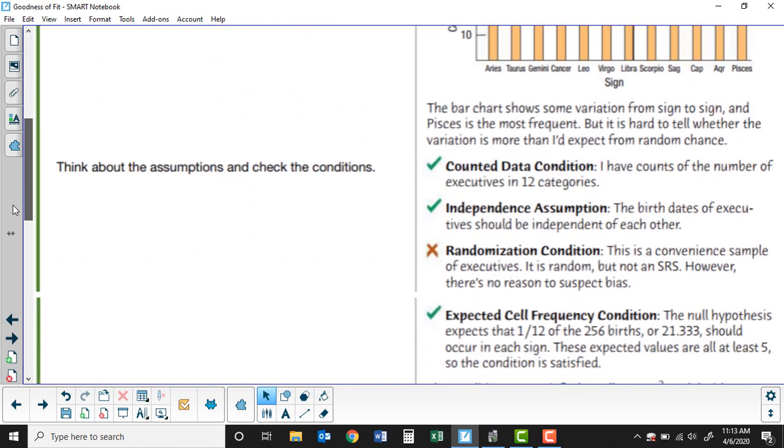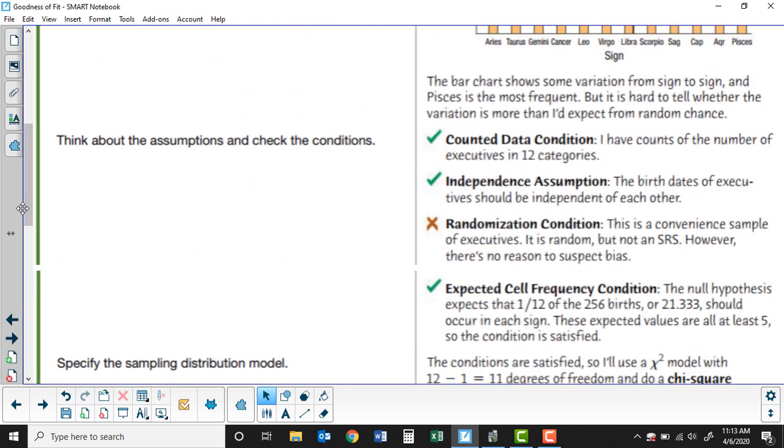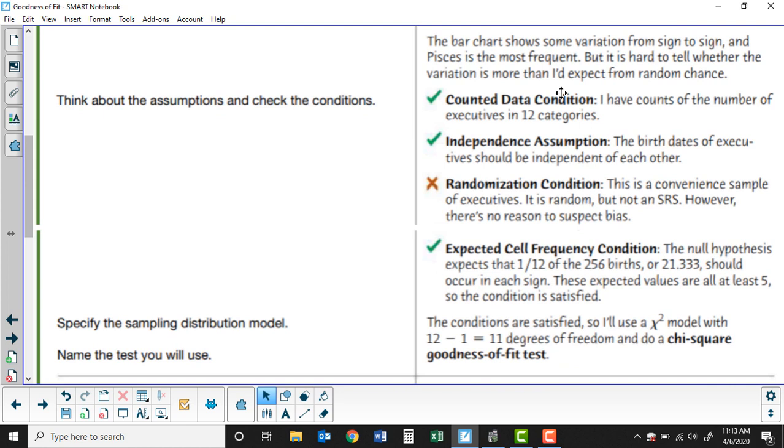All right, we're going to go down here and check our assumptions. Our counted data condition: we have at least 5 counts, so that's good. These are all counts. We've got our independence: the birth dates of the executives should be independent of each other. These are not random executives, but we can expect their birth dates to be random.